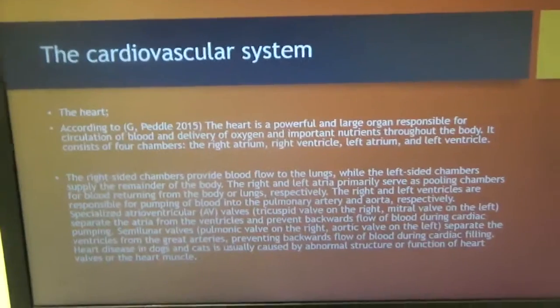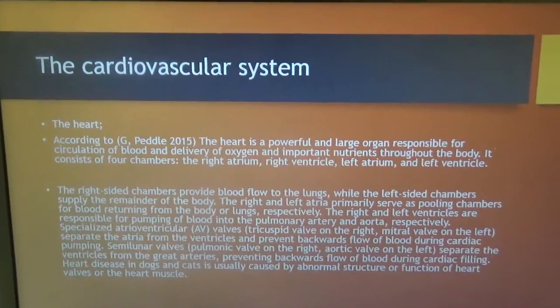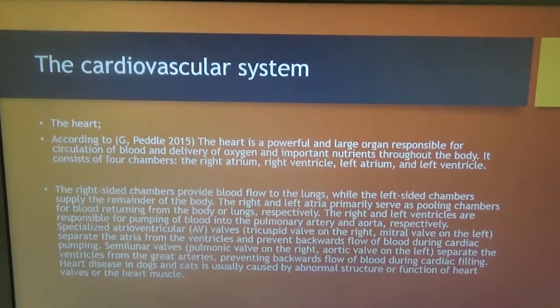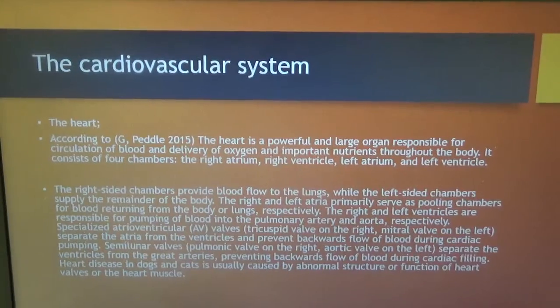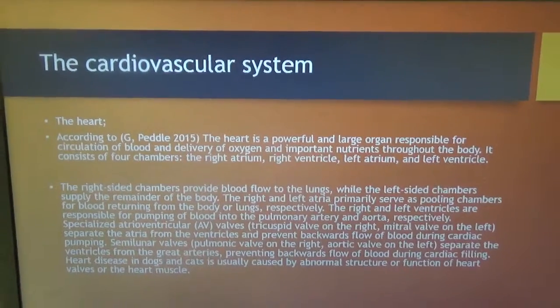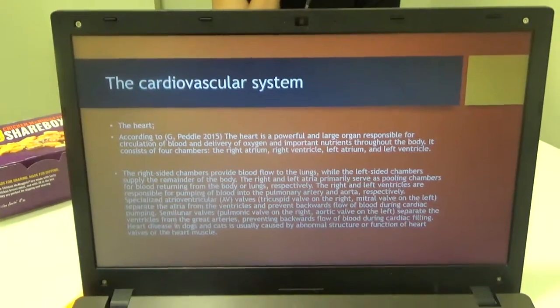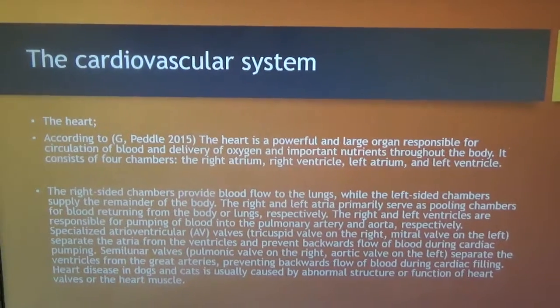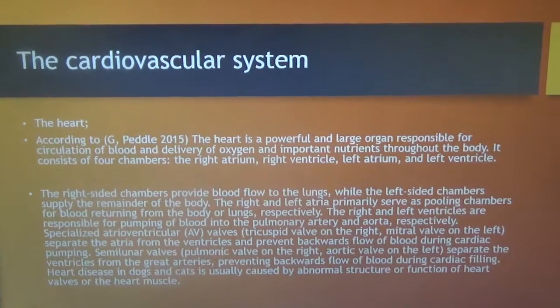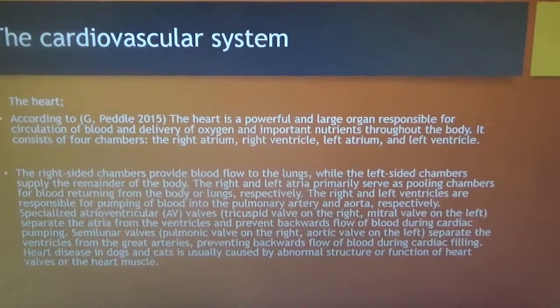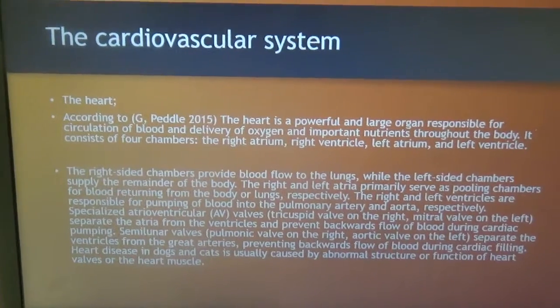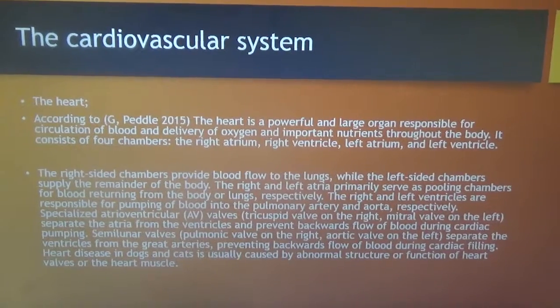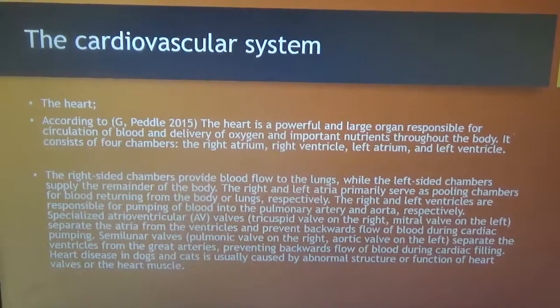The heart. According to G. Peddle 2015, the heart is a powerful and large organ responsible for circulation of blood and delivery of oxygen and important nutrients throughout your body. It consists of four chambers: right atrium, right ventricle, left atrium and left ventricle. The right-sided chambers provide blood flow to the lungs, while the left-sided chambers supply the remainder of the body.